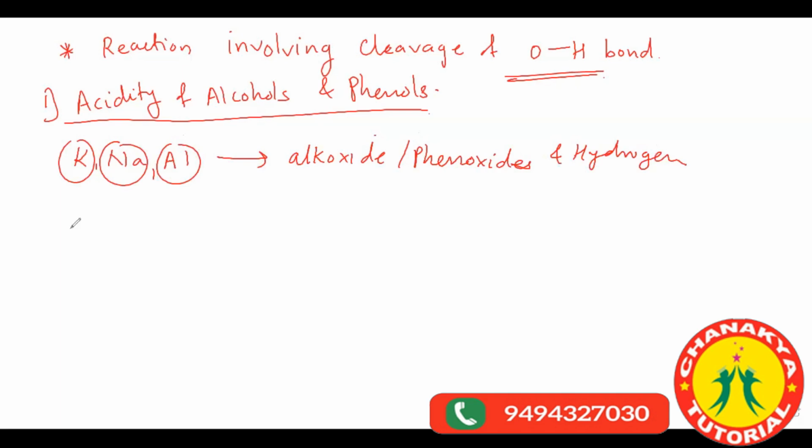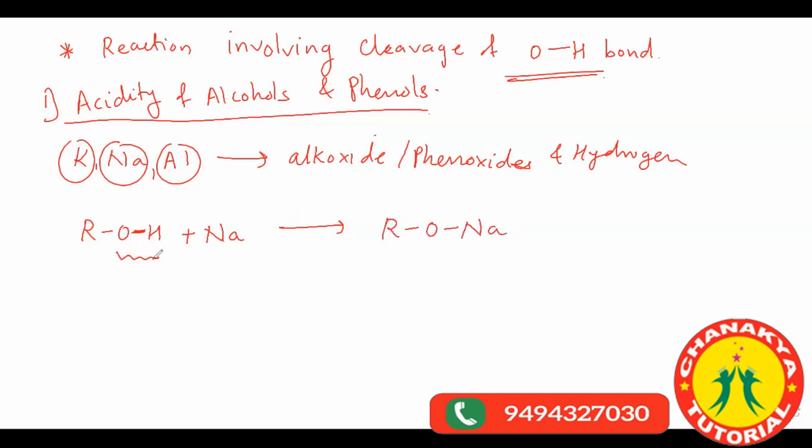Check it. Generally, suppose you have your alcohol ROH. Purposely I have written them separately because we have to show this bond cleavage, right? Oxygen and hydrogen cleavage we are going to show. Now, whenever you react it with sodium metal, what happens? You will get RONa.